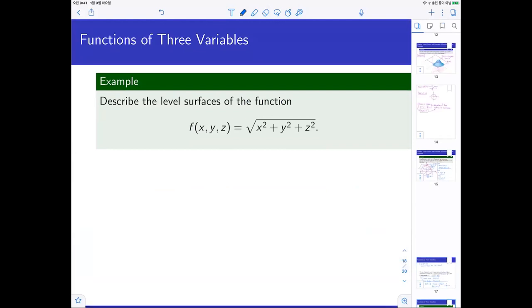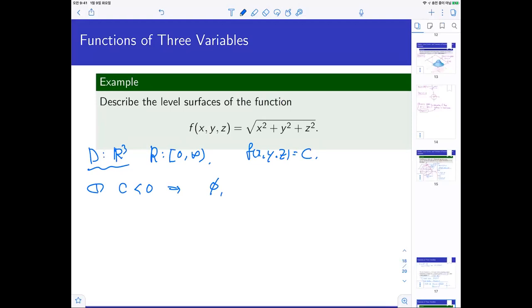Okay, here describe the level surface of the function. Here the domain is R3. x, y, z can take any real values. And the range is any real number greater than or equal to zero. So let's see the level surface f(x, y, z) equals c. If c is negative, then the level surface is the empty set.